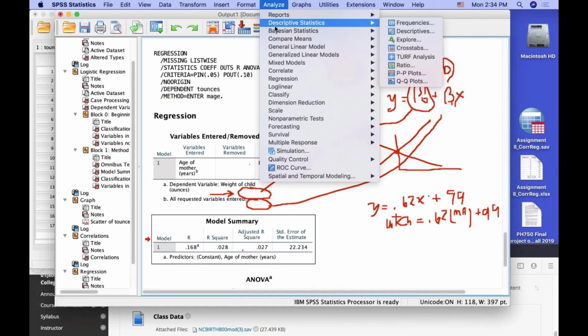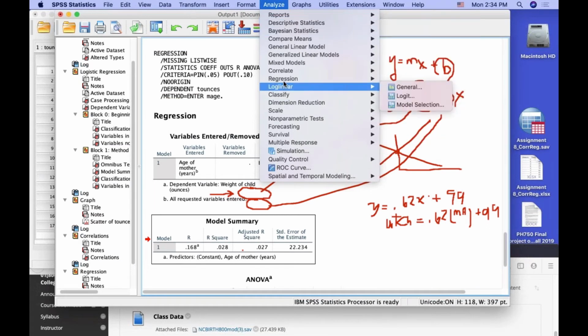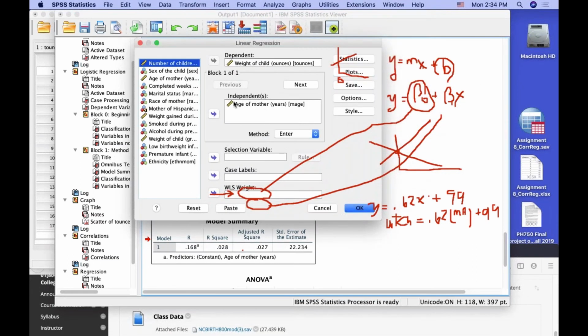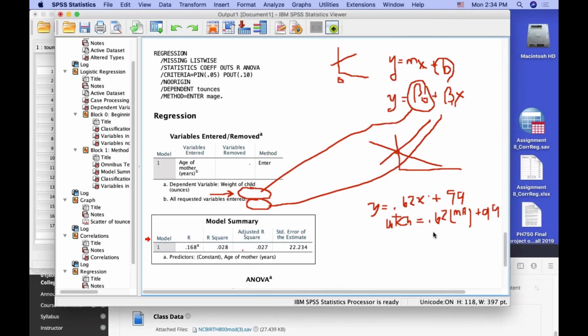See, it's good you see me make these mistakes, I think. Regression, let's see. Linear, independent variable is the age of the mother, weight of the child in ounces. Oh, okay, I'm sorry. We're good. Yeah, that makes sense. I lost track of what the variables were, but we got it right. I feel more comfortable now that we got that right.